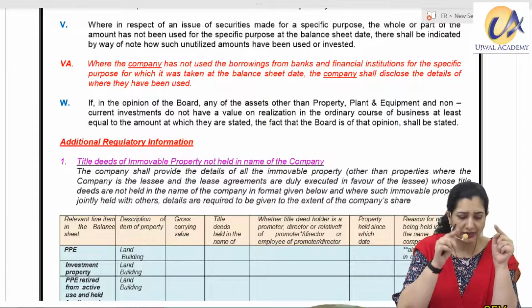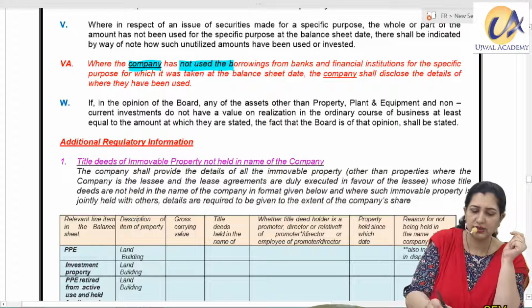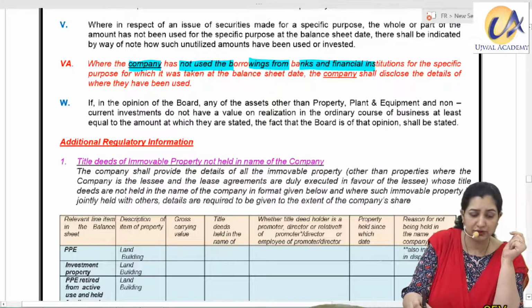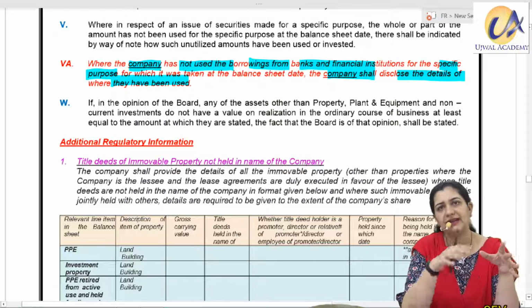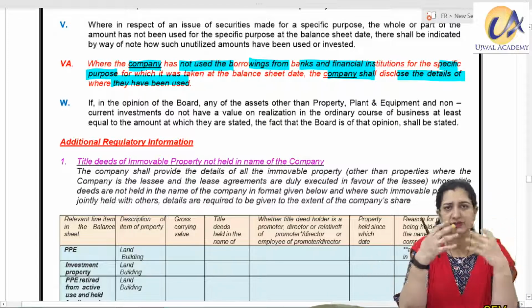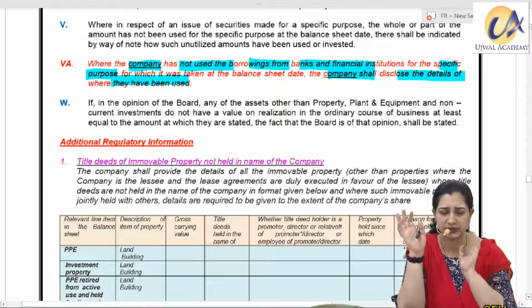So where the company has not used the borrowings from banks and FIs for the purpose for which it was taken, disclose it in your notes: where they have used it, what was the purpose, and where else they have used it. So this is what you have to give. Simple. Company has to write in their notes.